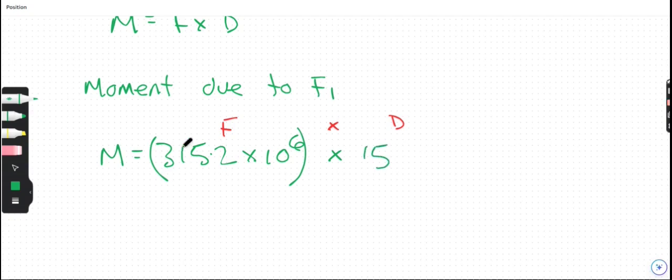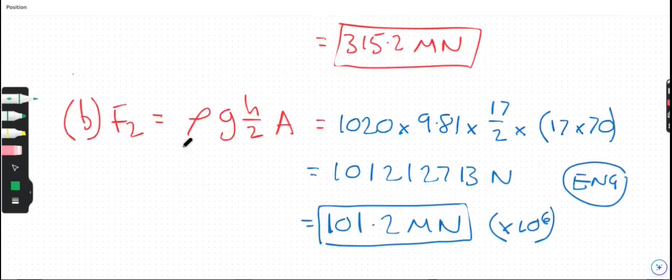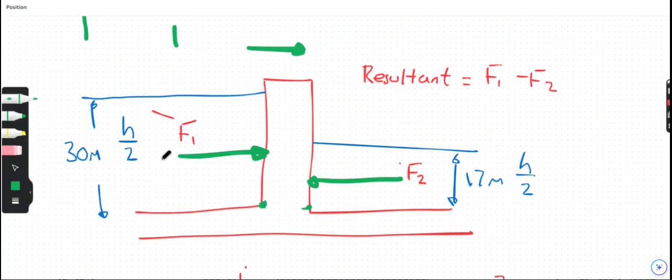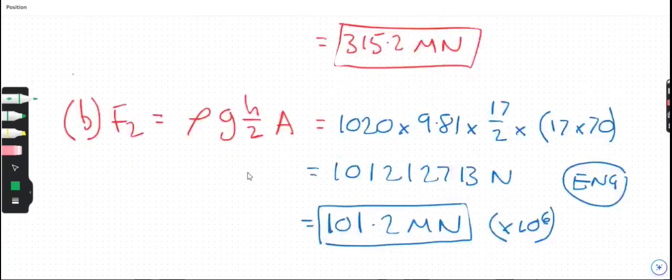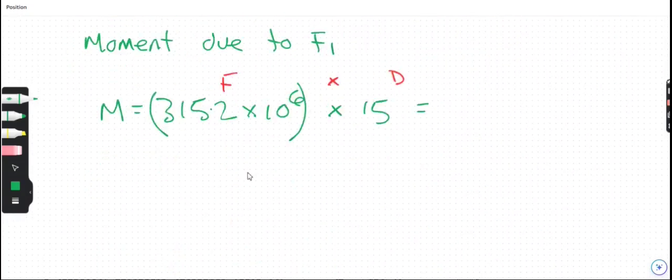Because we put it halfway, keep it easy. So that F1, look, is 15 meters up from the base. That's what I've done. So that'll give me the moment due to F1.